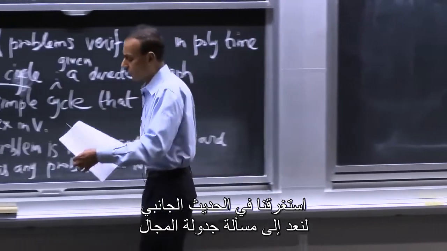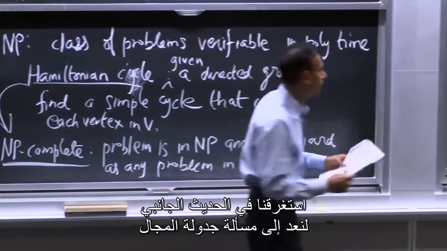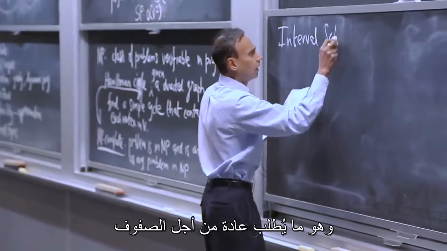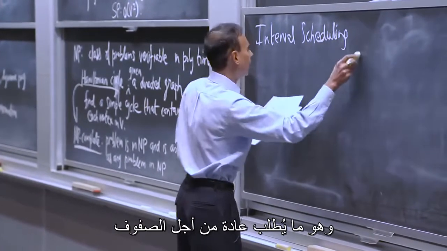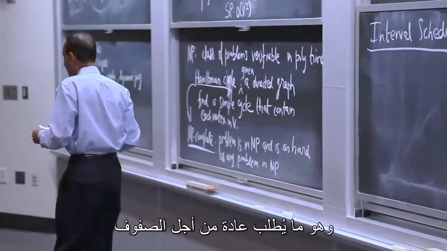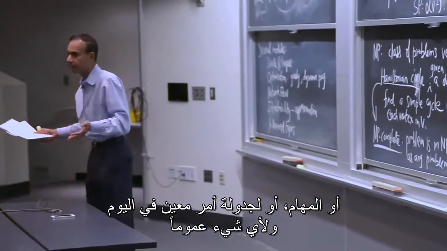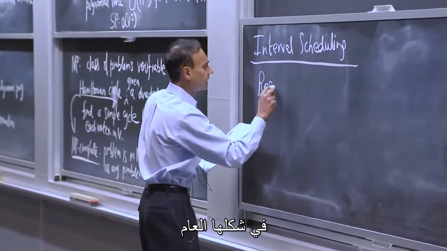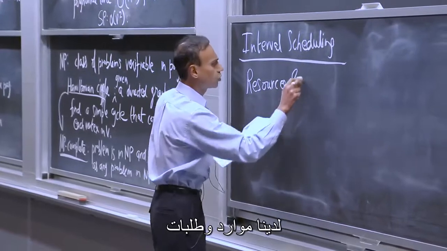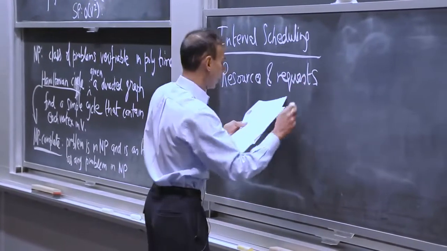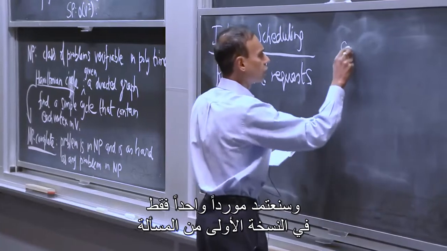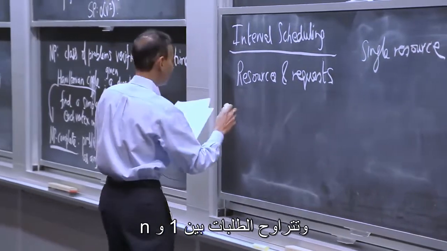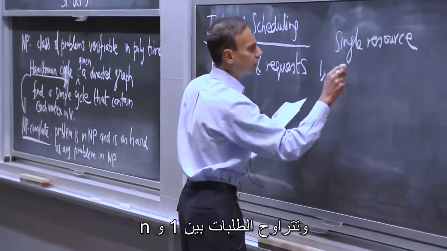So much for context. Let's dive into our interval scheduling problem, which is something that you can imagine doing for classes, tasks, particular schedule during a day, life in general. And in the general setting, we have resources and requests. And we're going to have a single resource for our first version of the problem. And our requests are going to be 1 through n.